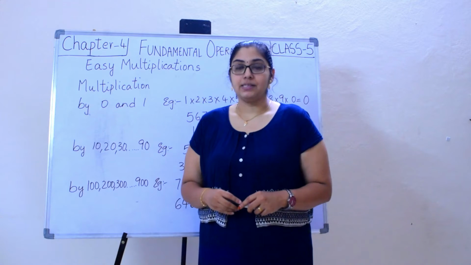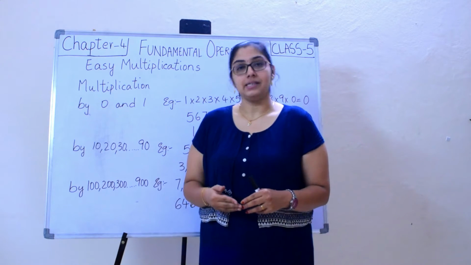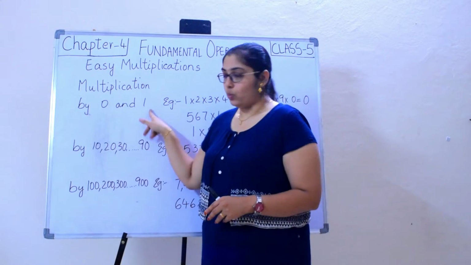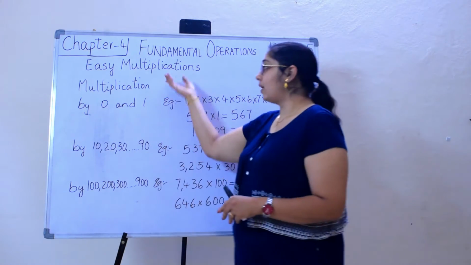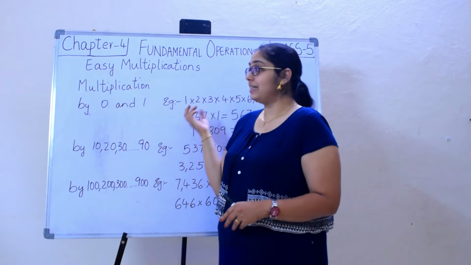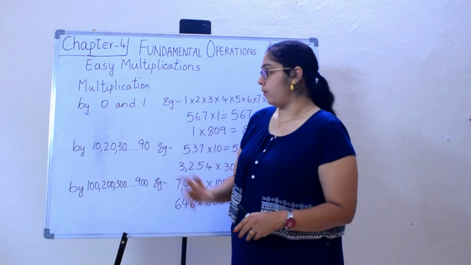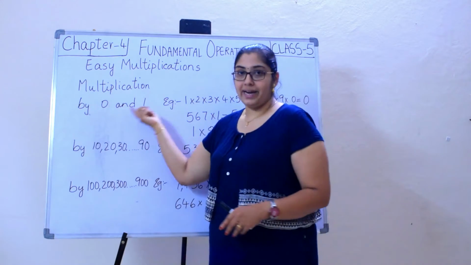Multiply numbers with 10, 0, 1, hundreds and so on. So see on the board I have multiplication by 0 and 1. These multiplications are called easy multiplications because we can see the number and easily multiply it without putting it in an actual multiplication form. So, multiplication by 0 and 1.